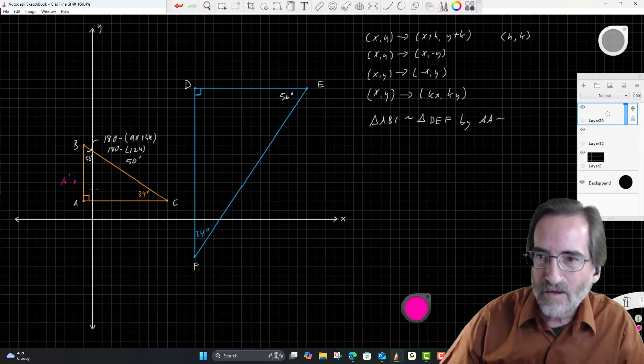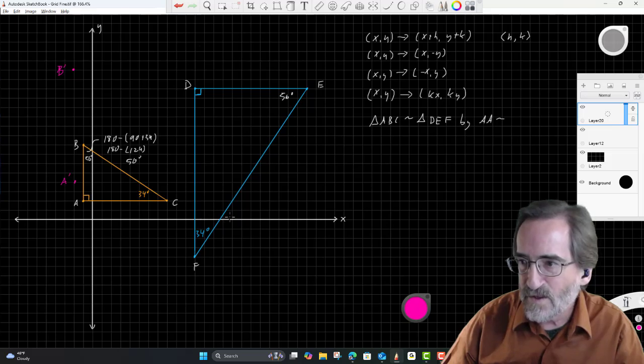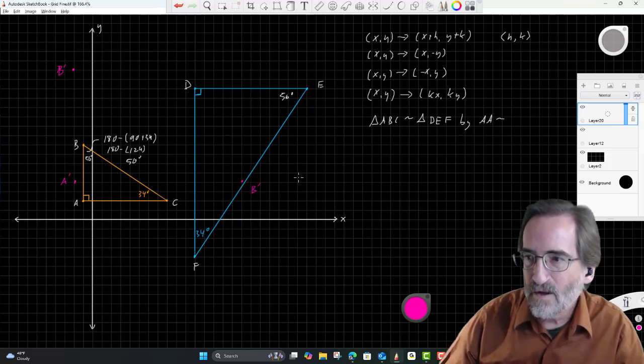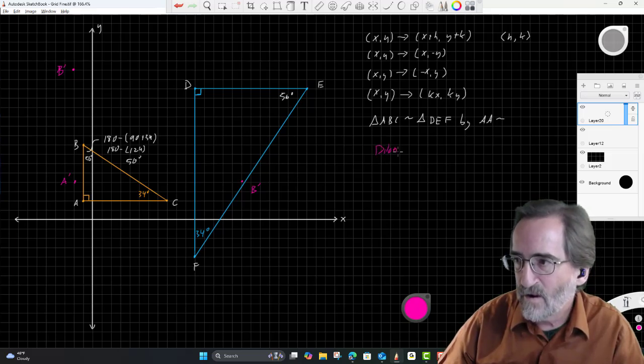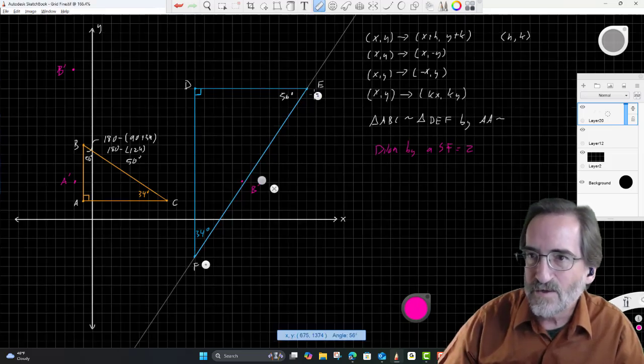A prime. B is 1 to the left and 2, 4, 6, 8 up. So it's going to be 2 to the left and 2, 4, 6, 8, 10, 12, 14, 16 up, 2 times. B prime. Okay, and C is 2, 4, 6, 8 to the right and 2 up. So it's going to be 10, 12, 14, 16 to the right and 4 up. C prime. So dilate by a scale factor of 2, and we get this resulting triangle.